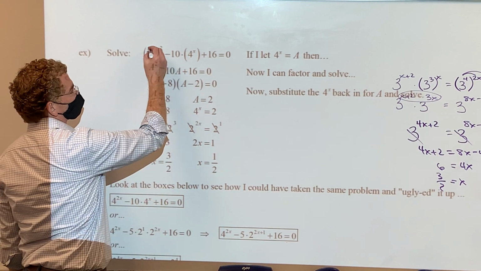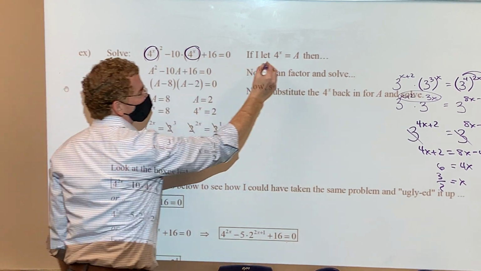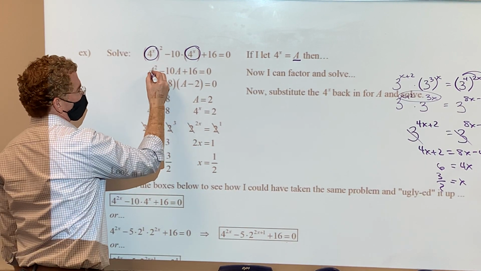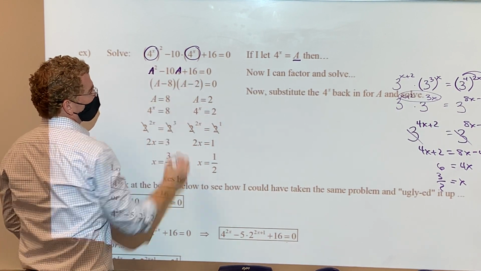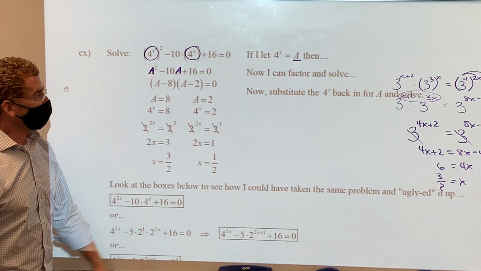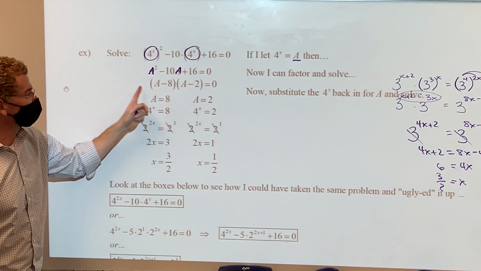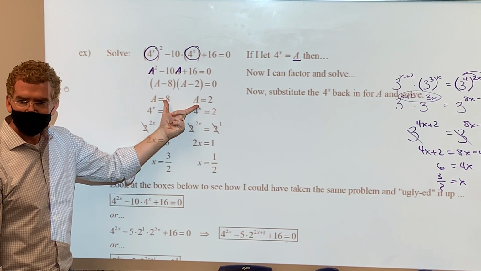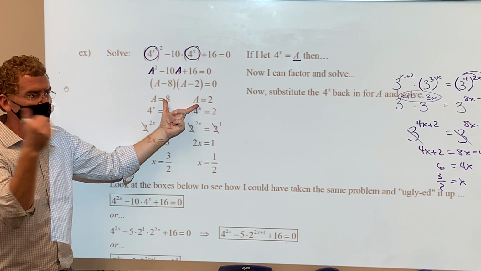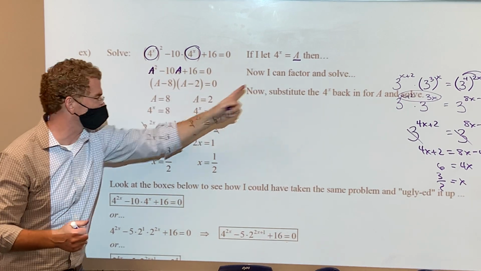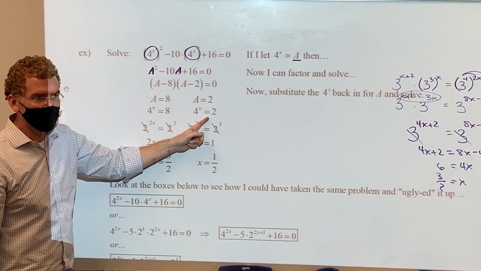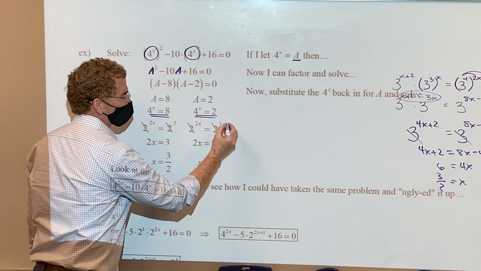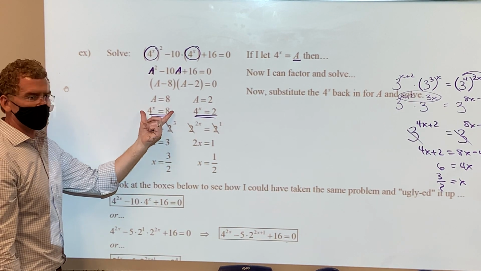So I'm going to take what's ugly and name it something pretty. And I'm going to replace that ugly with that pretty, and now it's pretty. And now I can factor it. Now I can solve what I factored, and once I get there, then like any good substitute, they leave and put the original person or value back in. And once I plug it back in, now I have a problem like we've been working on today. How do I solve a problem like that?